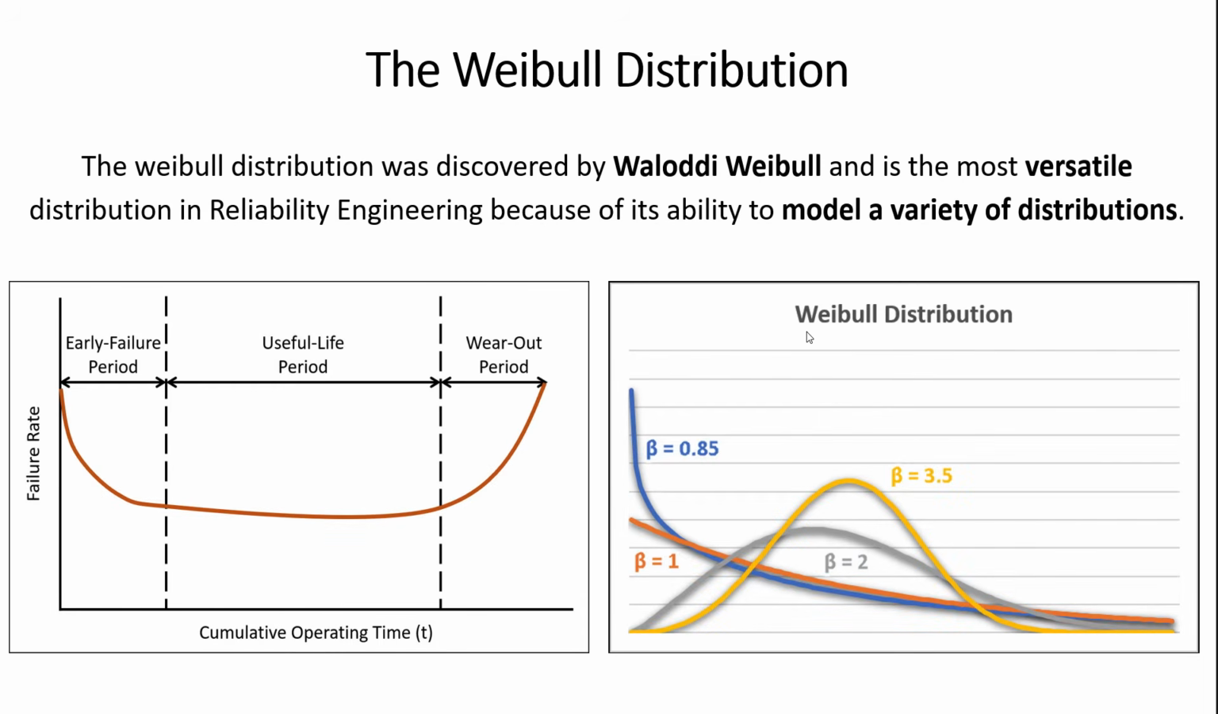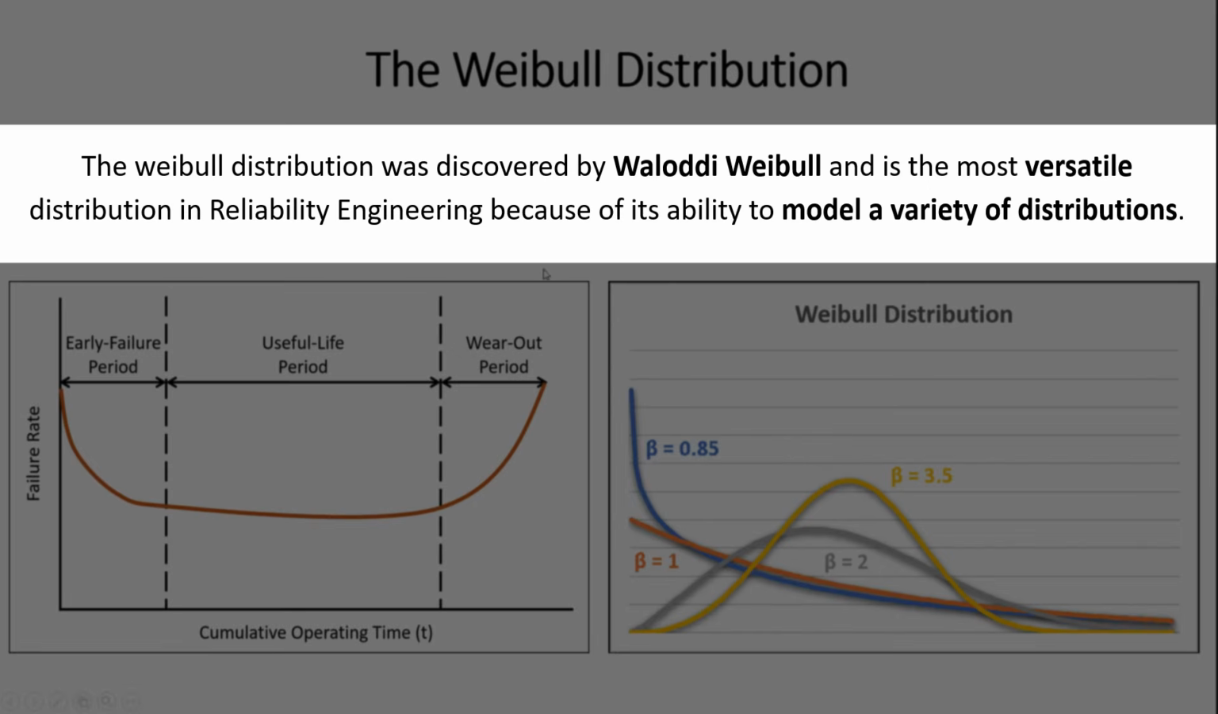All right, so now let's move on and talk about the last reliability model that we want to talk about, and this is the Weibull distribution. So this distribution was discovered and popularized by a gentleman named Weibull, and the reason that it's used so often in reliability is because it's able to model a variety of distributions.